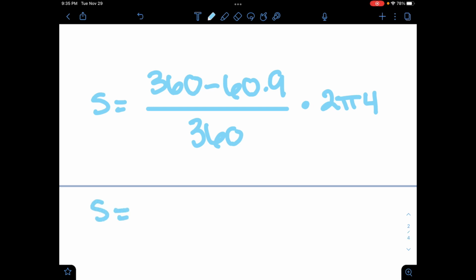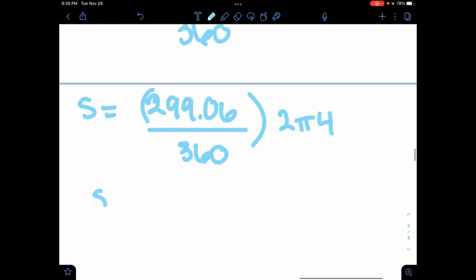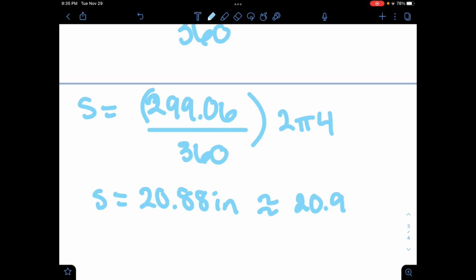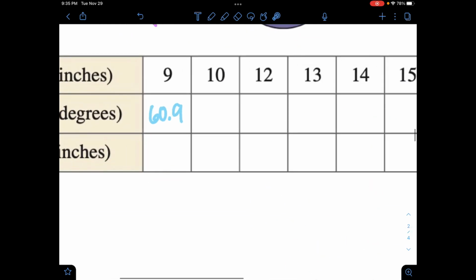Okay, so once you subtract these, you are going to get, oh, this should be S, by the way. You're going to get S equals 299.06 divided by 360 times 2 pi 4, which will equal 20.88 inches, or if you round it, it should be 20.9 inches. So we're going to plug this right here. So it should equal 20.9.